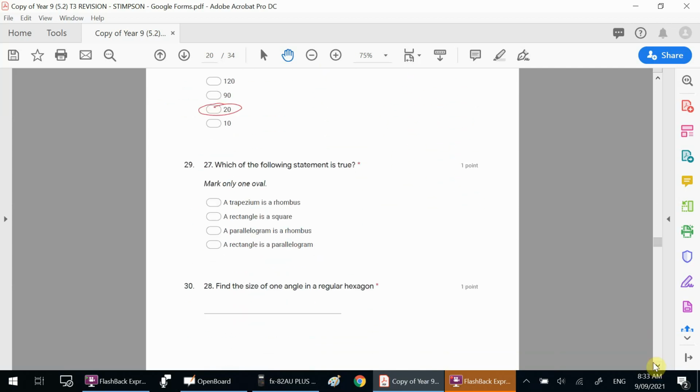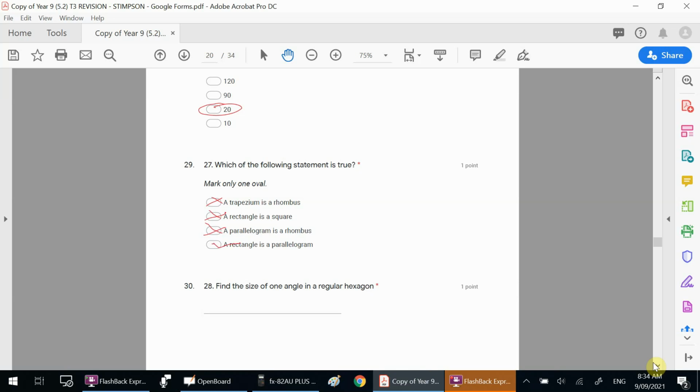Which of the following statements is true? A trapezium is a rhombus? No. A rhombus has 4 equal sides, a trapezium doesn't have all opposite sides parallel. So that one's not right. A rectangle is not a square. A parallelogram is a rhombus? No. A rhombus must have 4 sides equal in length to each other, like a square. A rectangle is a parallelogram, that's the only one left.